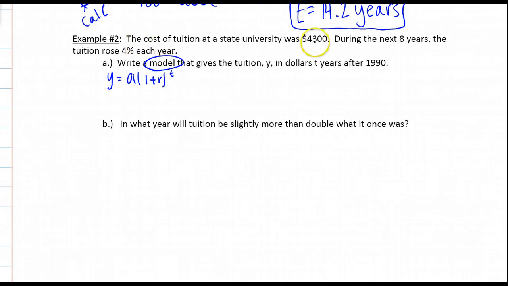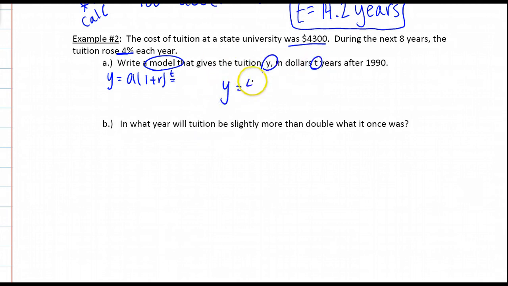So the cost of tuition at a state university was $4,300. So that tells me A is $4,300. It started at $4,300. And then it said during the next 8 years, the tuition rose 4%. So now just know that this model, we're not going to fill in T yet. We're only going to fill in A and R, because we want to have Y and T in our equations.